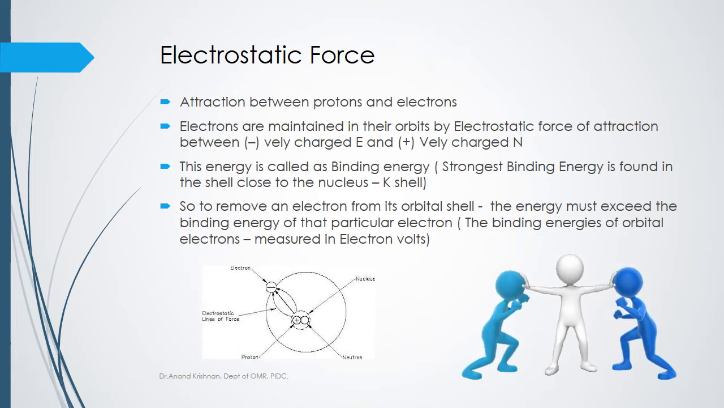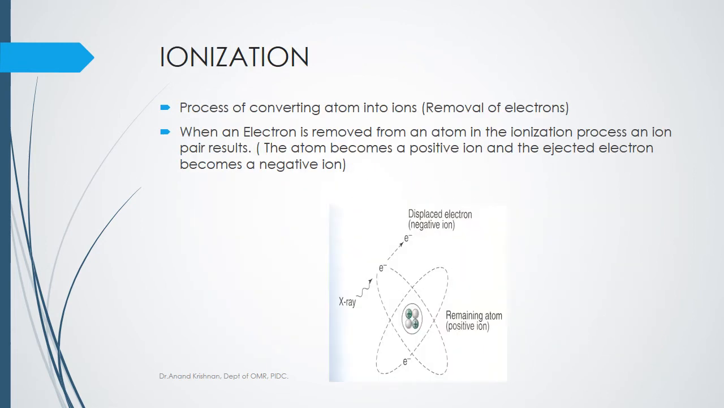So the closer the electron is, the binding energy is going to be more, and the further it is, the binding energy is going to be less. Why we are talking about all this, you will understand when we go about it in characteristic and Bremsstrahlung radiation. And then moving on to ionization, it's a process of converting atoms into ions.